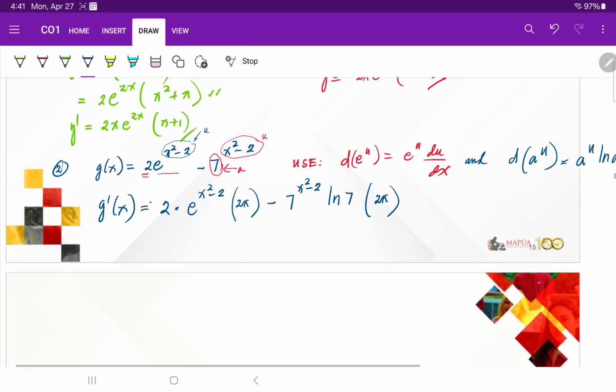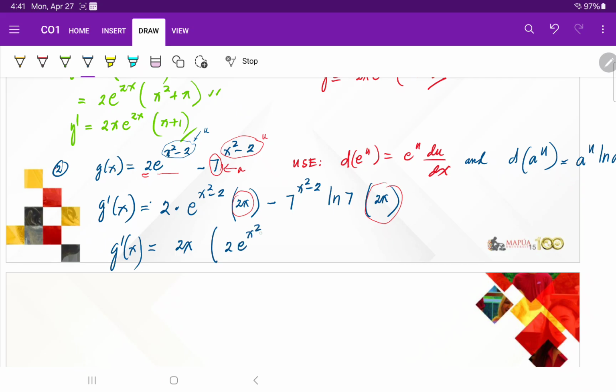Alright, so again, the next step is to find if there is a common factor. Yes, 2x is common, because we have 2x here and 2x here. So we factor out 2x. What's left inside? You have 2 e to the x squared minus 2, then minus 7 to the x squared minus 2 times ln of 7. We cannot simplify anymore, there are no similar terms. Alright, so that's number 2.